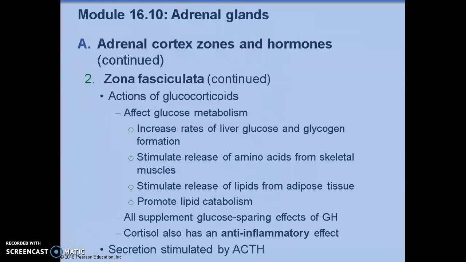We're still on the zona fasciculata, the middle layer. What these glucocorticoids do is affect glucose metabolism. So there's a huge effect. It increases the rate of liver glucose and glycogen formation, and stimulates the release of amino acids from muscles. It stimulates release of lipids and promotes the breakdown of lipids. Cortisol also has that anti-inflammatory effect, which is why you put hydrocortisone on bug bites. It prevents the itching.